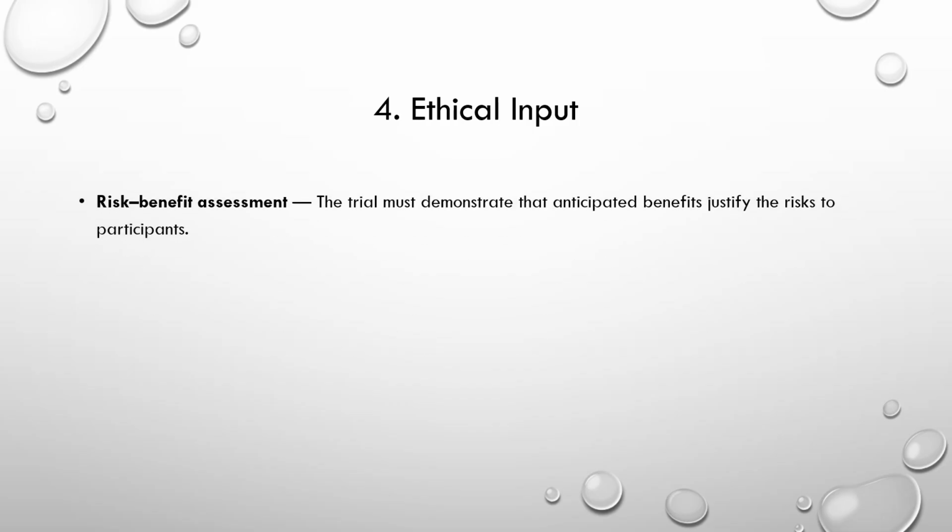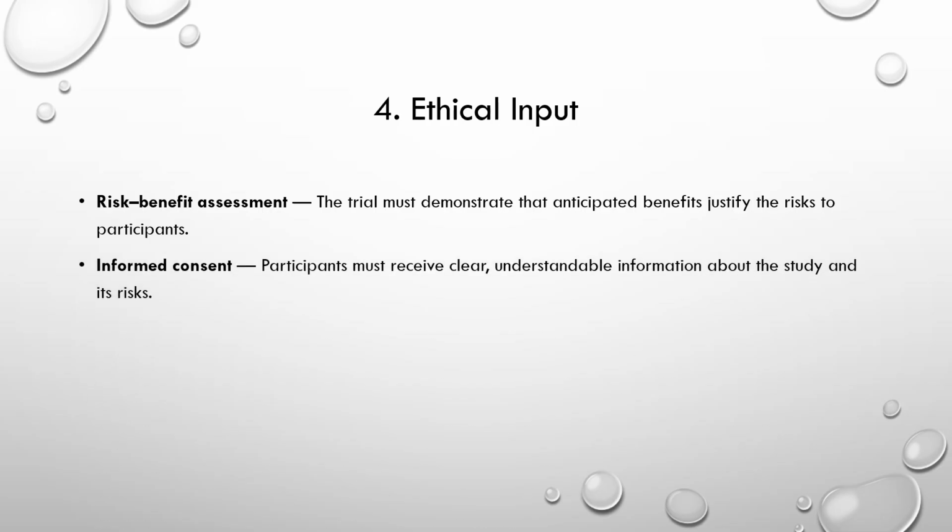These are important. Your risk benefit assessment: your trial has to demonstrate that the anticipated benefits justify the risks to the participants. That's an important part of your part one and maybe even part two assessment, but mainly part one. You want to make sure that you have documented, usually in your protocol but also maybe in other documents, the risk benefit assessment. And you need to be able to demonstrate that the anticipated benefits justify the risks.